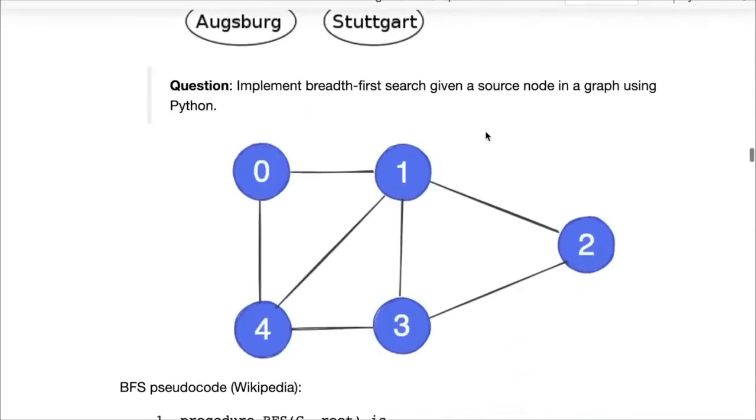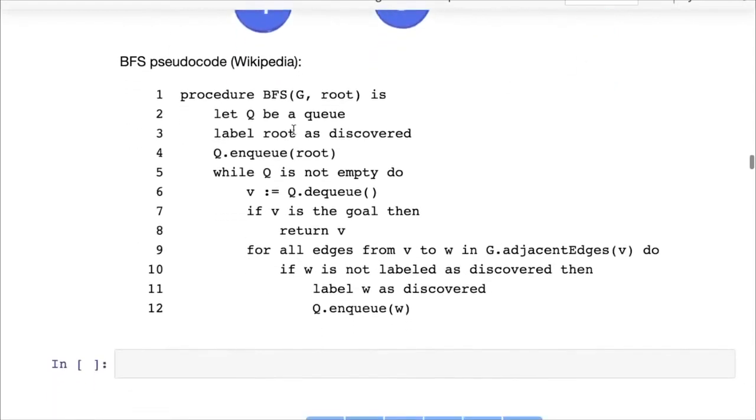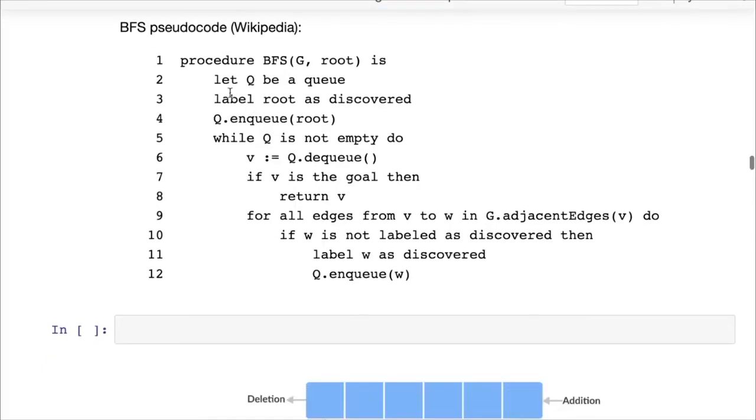So here's one problem that you might face in an interview. Implement breadth first search given a source node in a graph using Python. Okay. And here is some pseudocode. So it's always a good idea to write or explain your approach in plain English before you implement it, so that you do not make mistakes while coding. So here is the pseudocode.